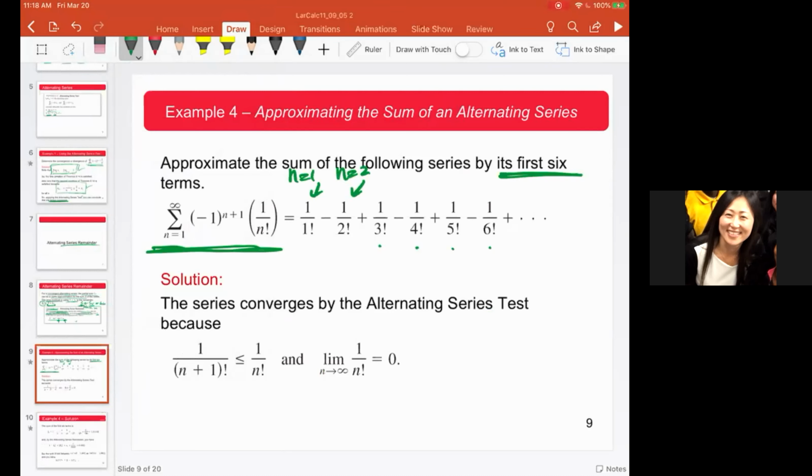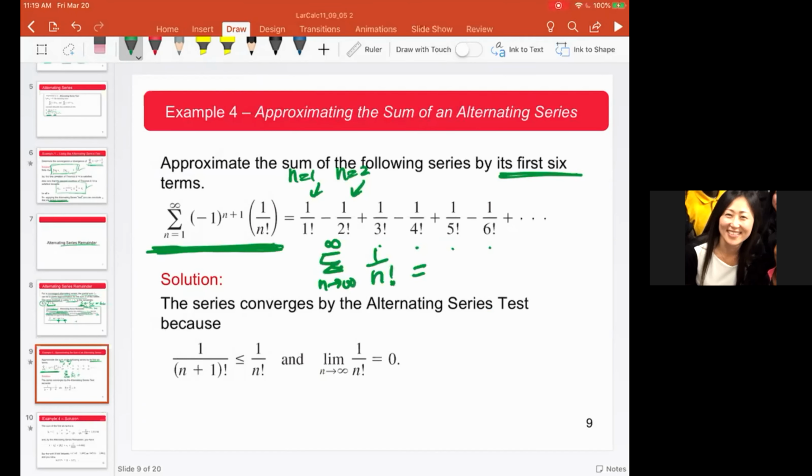Now, first things first, let's just see whether this series converges or not. So if I want to know whether this converges, what do I need to do? I need to figure out 1 over n factorial. Where does this approach to?